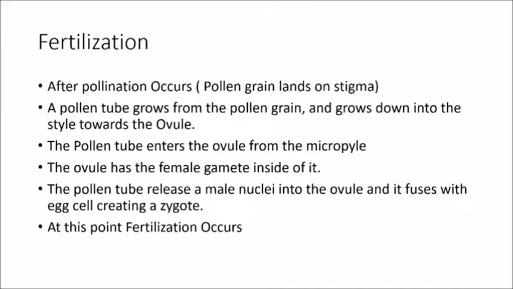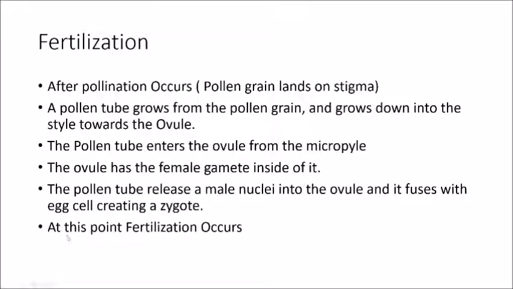Now remember, the pollen tube basically is delivering the male gamete or sex cell to the ovules, where it will then fuse with the egg cell. And once that happens, that's going to create a zygote. So the final points: the ovule has the female gamete inside of it. The pollen tube releases a male nuclei into the ovule. And like I said, that's going to fuse and create a zygote.